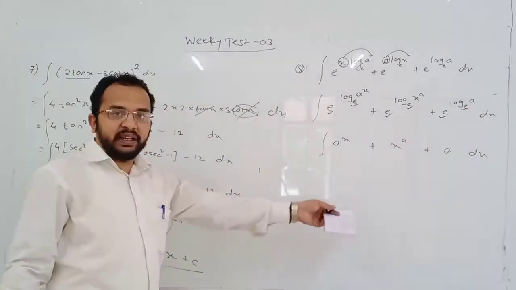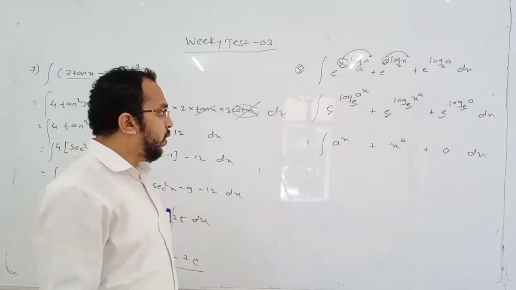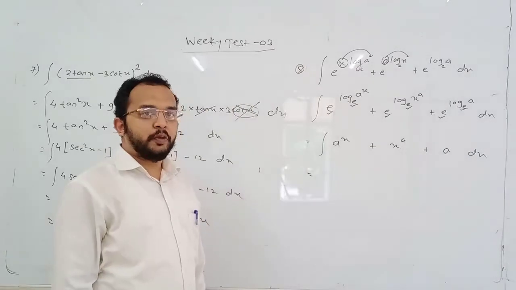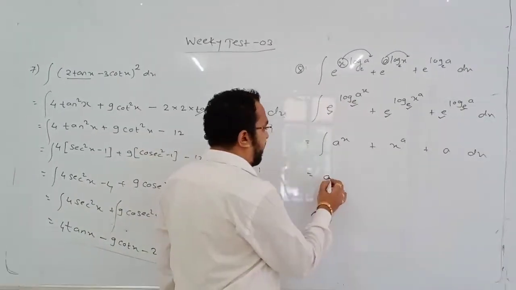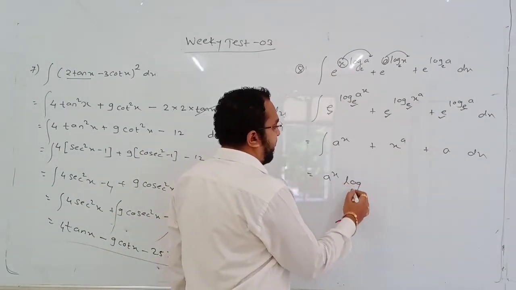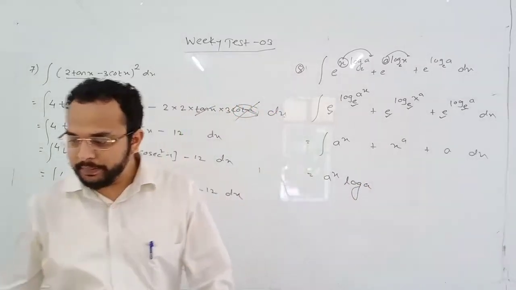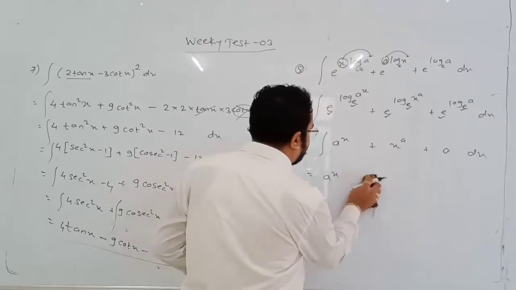Finish. Now integrate. What is the integration of a to the power x? A to the power x is an exponential function, so it will be a to the power x as it is multiplied by log a. This is the integration divided by log a.